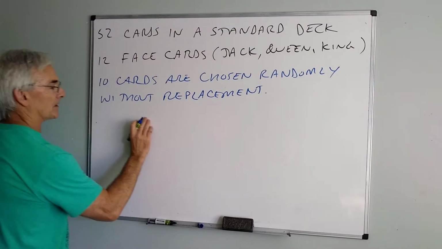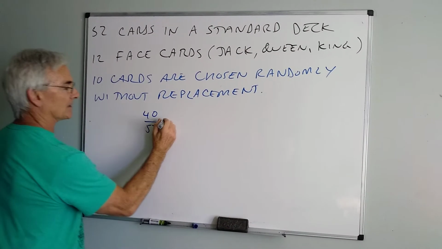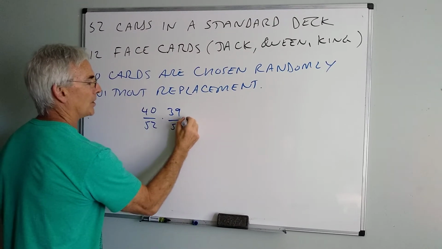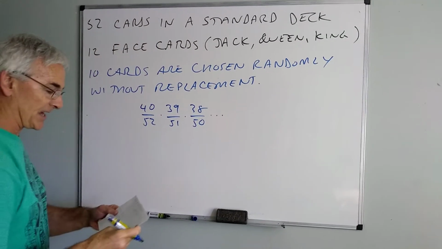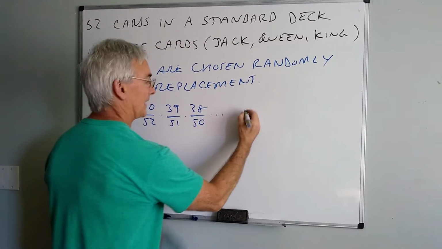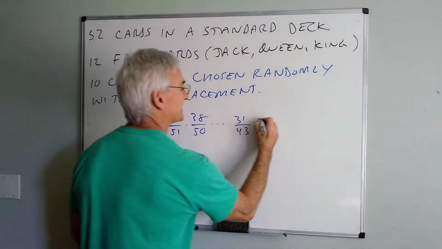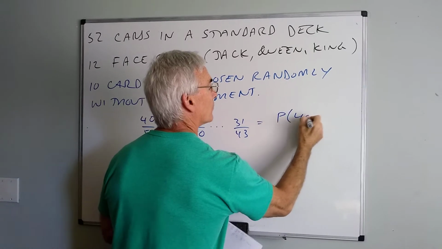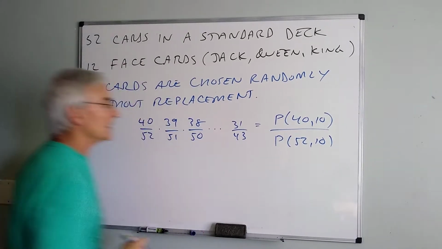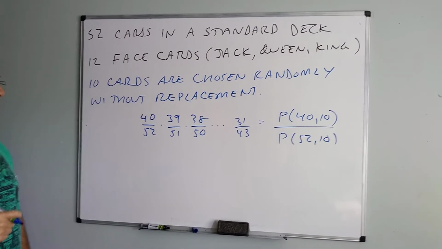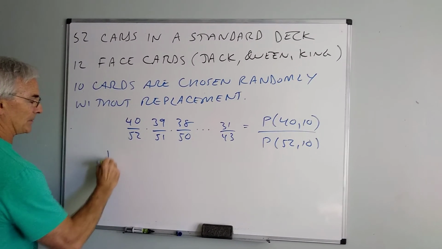So the probability that I choose a card and it's not a face card would be 40 over 52. A second card, 39 over 51, a third card, and so on. If I'm going to choose exactly 10 cards, then I will end this at 31 over 43. That's exactly permutation 40 choose 10 over the permutation 52 choose 10. This is the probability of none of the cards being face cards. So what we want is the complement of this.